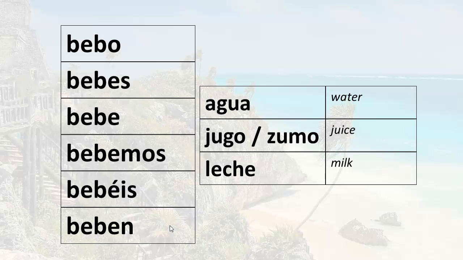They drink, ellos. Ellos beben agua. They drink water. They drink juice. Ellos beben jugo. Or in Spain, ellos beben zumo. They drink milk. Ellos beben leche.